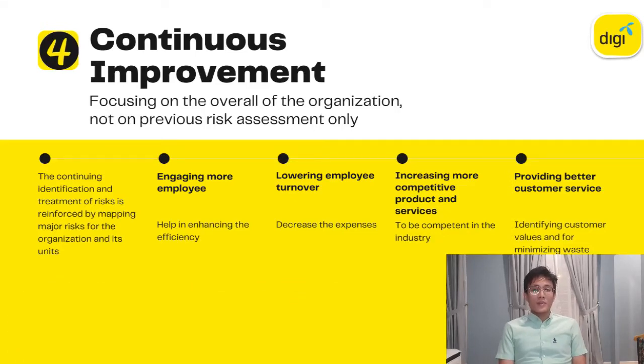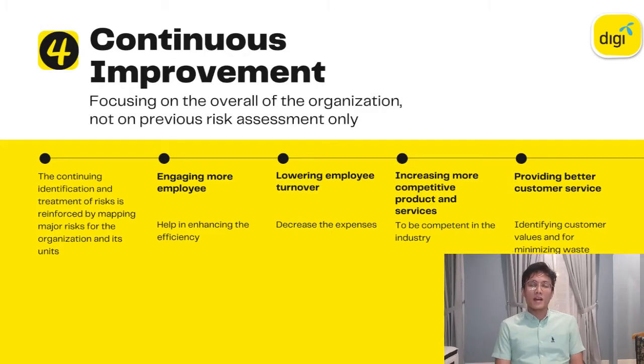I would like to continue our presentation with the final step of ERM process in DG.com Berhad, that is continuous improvement. After performing risk response and monitoring, an organization will go through a continuous improvement. It is not only focusing on the previous risk assessment, but it is working for overall of the organization. This is because risk management is an element of a non-stop improvement approach. The continuing identifying and treatment of the risk is reinforced by mapping the major risks for the organization and its unit.